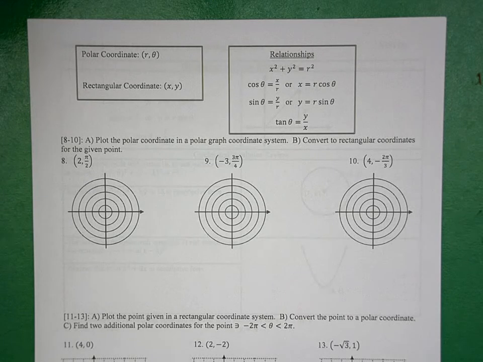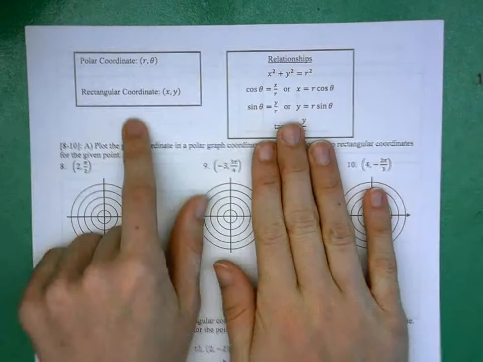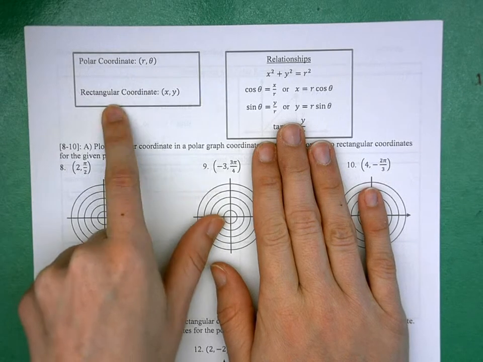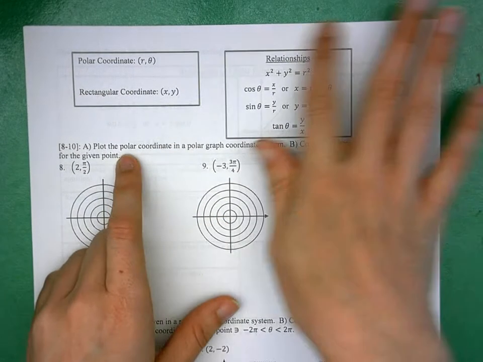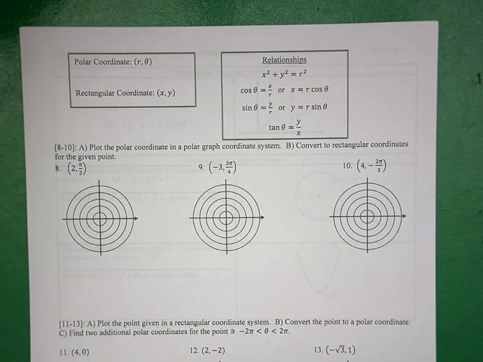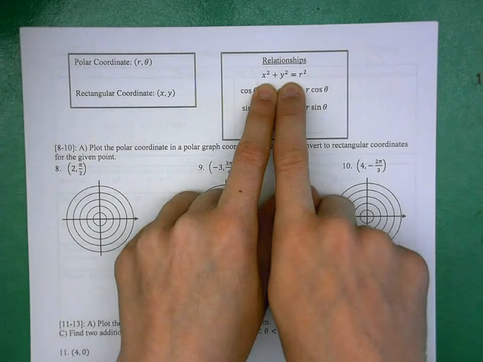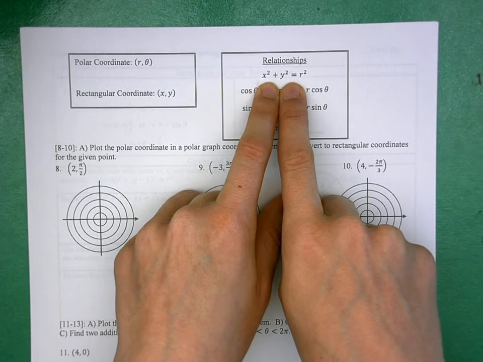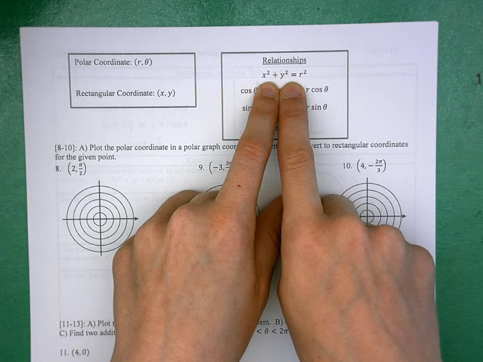So we have a reminder of our polar coordinates up top here. Polar, remember, is r theta. Rectangular is x, y. And then we have some relationships that we've looked at over the course of our math career, even within this class, and they are going to be ones that we will be using as we look at conversions. So first up, we have x squared plus y squared equals r squared.